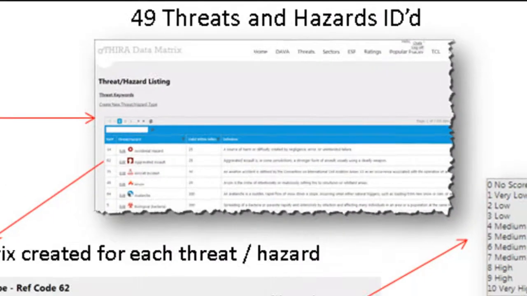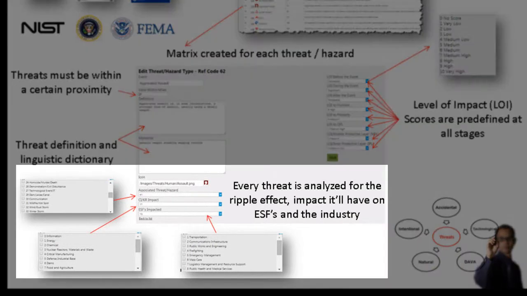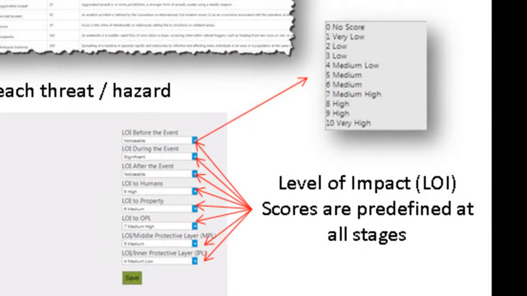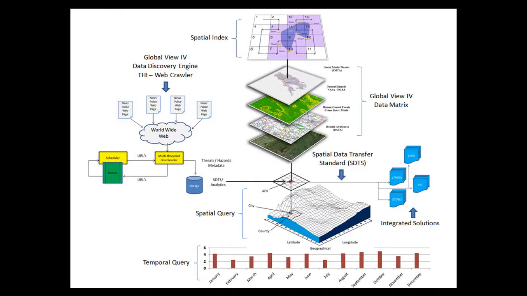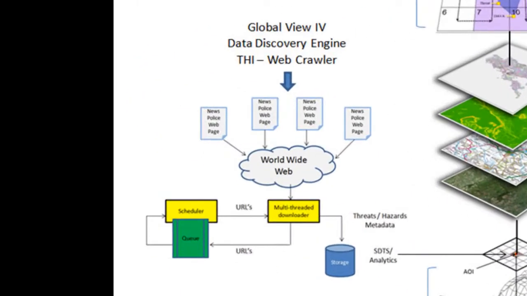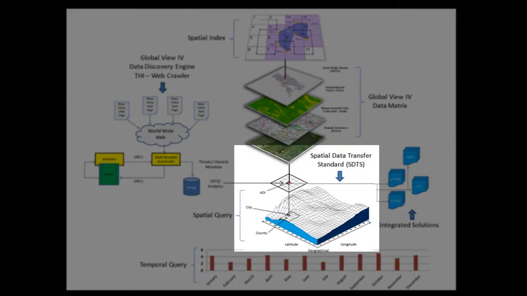The information is then filtered through a matrix that further defines associated threats, the industry impacted, the emergency support functions affected, the level of impact it might have upon humans, property, and how much effect it will have upon the outer protective layer, middle protective layer, and inner protective layer. The collected threat hazard then receives a geographical coordinate, identifying where this bit of information was referring towards.